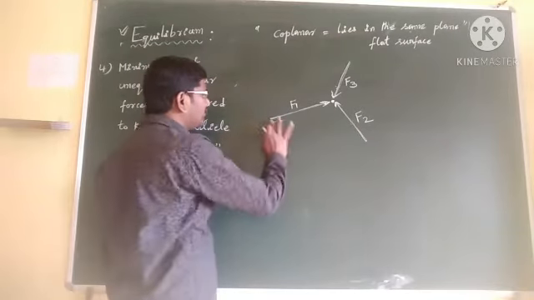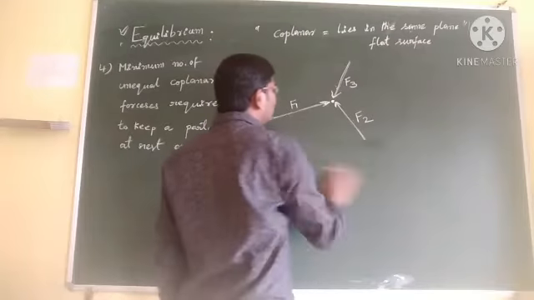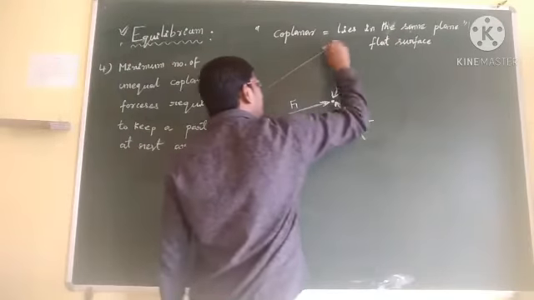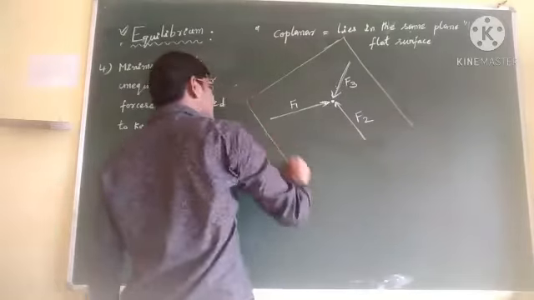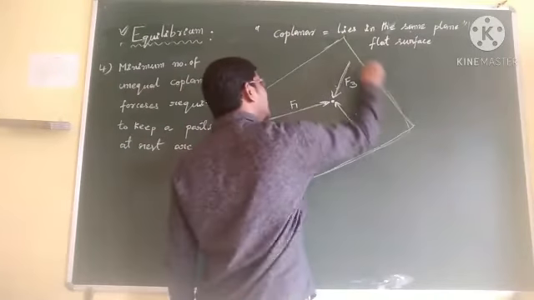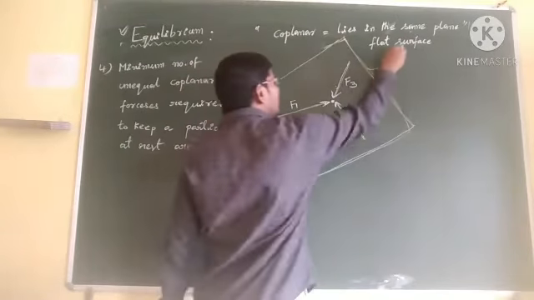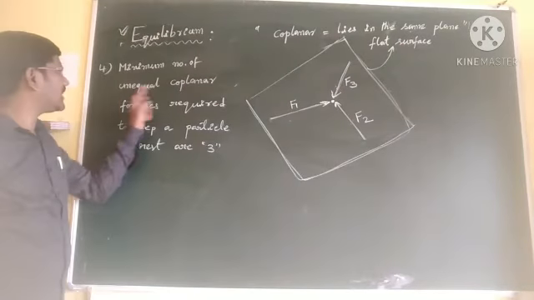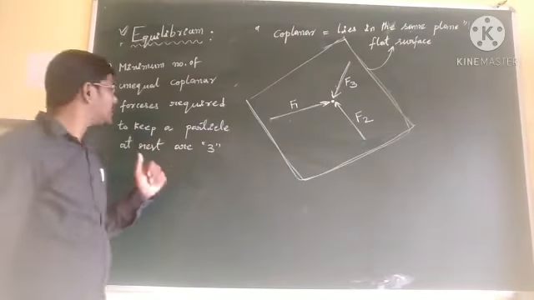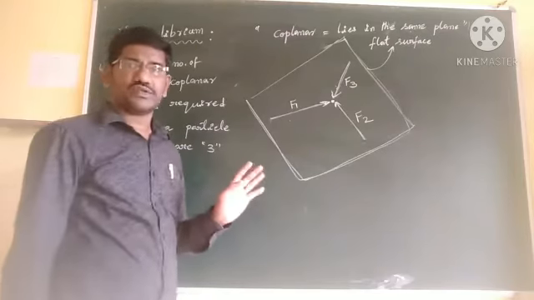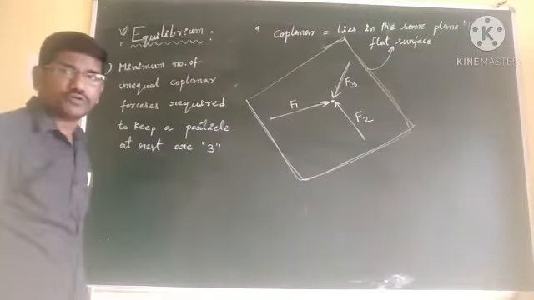So the resultant of any two forces balances the third one. So the particle is said to be in equilibrium. This is the plane I am considering, students. This is the flat surface that is called plane. So the minimum number of unequal coplanar forces required to keep a particle at rest is 3. So that is about the fourth point.